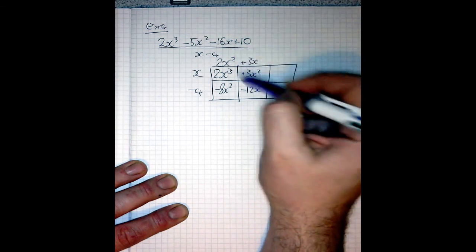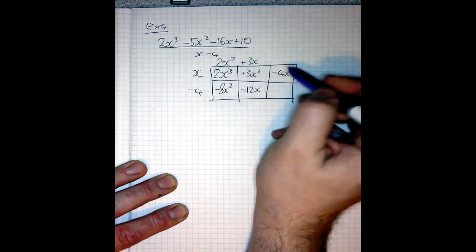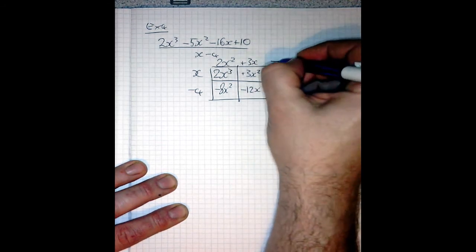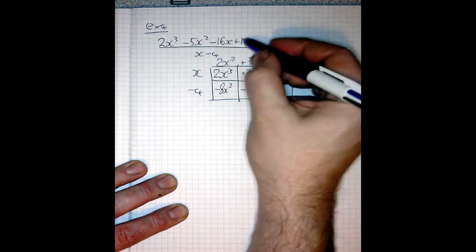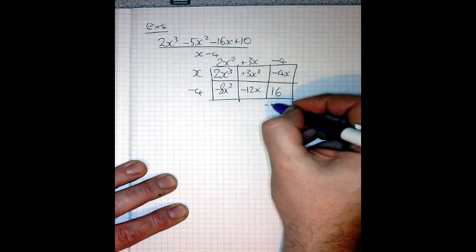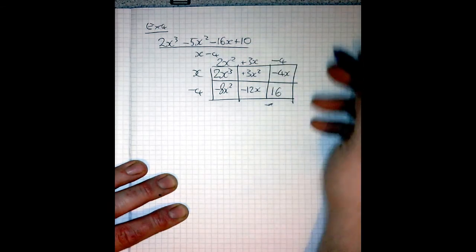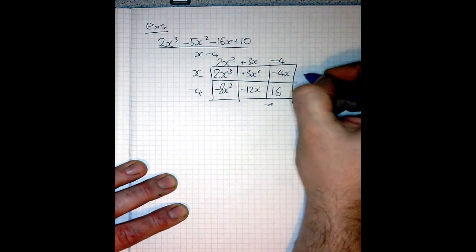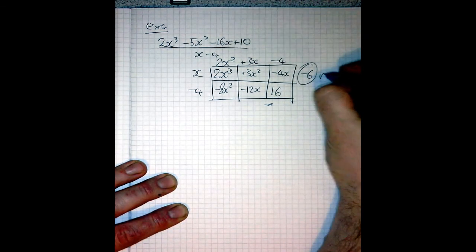I don't want minus 12x, I want minus 16x, so there you go, now I've got that. x into minus 4x is minus 4, minus 4 times minus 4 is 16. I want 10. I don't want 16, so if I had another column, I'd do a minus 6 up there. That's my remainder.